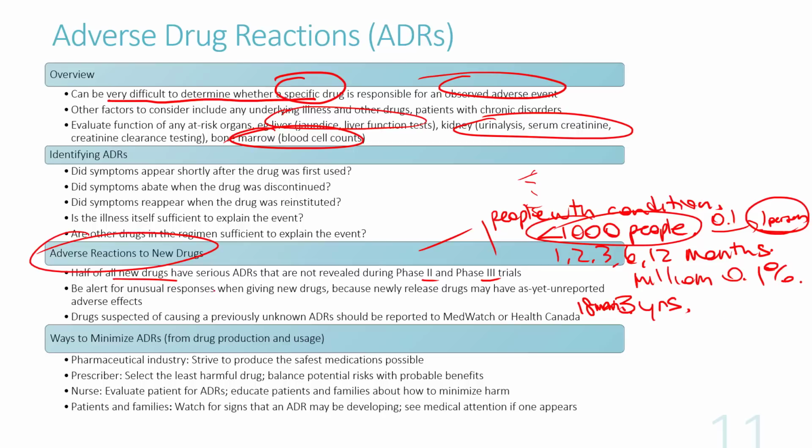All right. So again, as a health professional, you need to be alert for unusual responses when given new drugs, and also once you suspect a new drug of causing a specific effect, it needs to be reported to Health Canada in Canada, or MedWatch in the US. So in order to minimize ADRs, everyone is responsible, right? The people that are involved in the whole sequence of the drug, from drug production to drug usage. So that includes the drug company, the person prescribing it, the person giving it, and then the person taking it, and their support system.